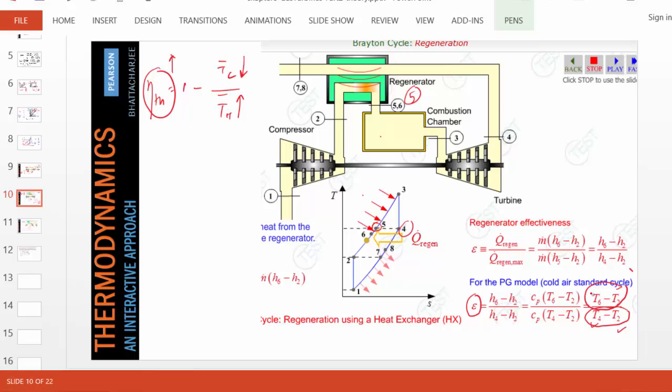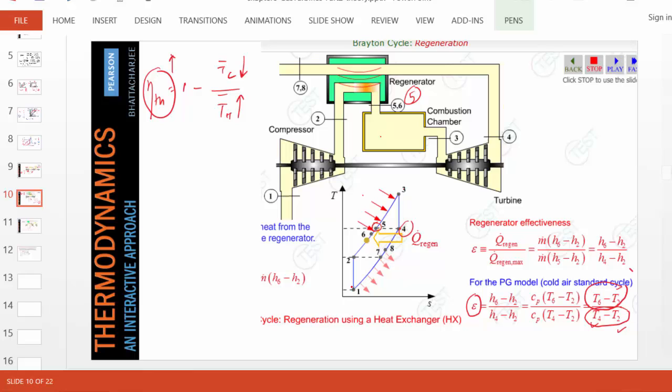As far as the net work goes, look, the net area inside is not changed at all by regeneration. So the regeneration doesn't affect net work, net power. However, it increases efficiency tremendously because the external heat addition takes place, notice, from state 6 to 3. In an original cycle, it would have been taking place from 2 to 3. So the TH bar is increased. In the original cycle, heat rejection would be taking place from 4 to 1. But now, thanks to regeneration, heat rejection takes place from 8 to 1.